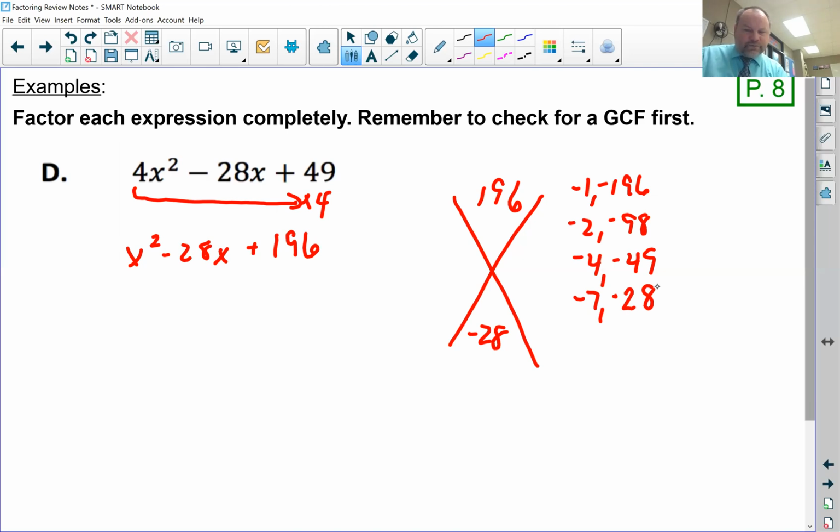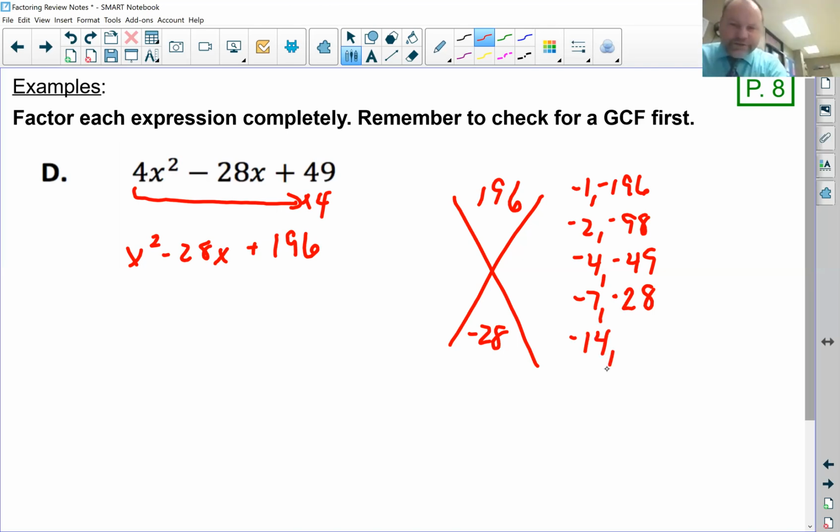8 is not going to work. 9 is not going to work. 10 won't work. 11 won't work. 12 won't work. 13, and obviously you can use your calculator to check these. I think the next one that works is 14.